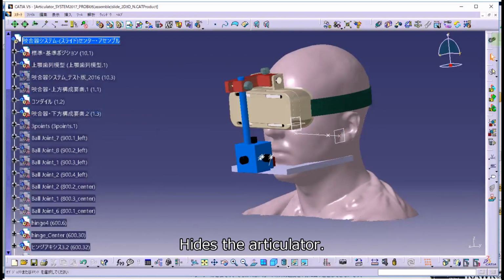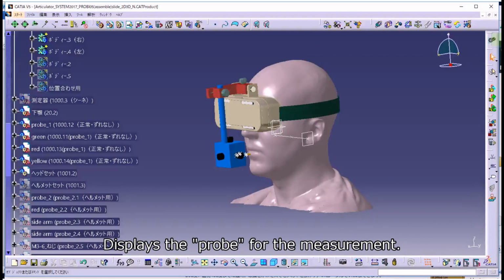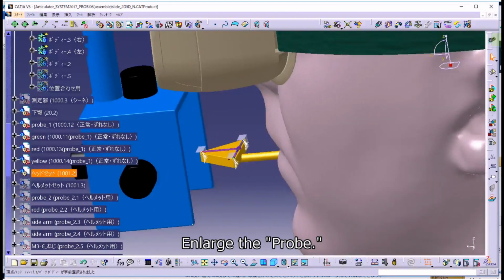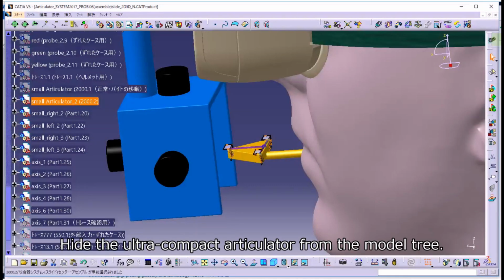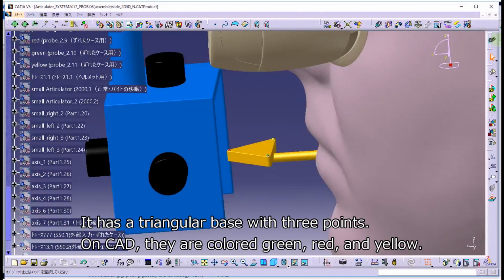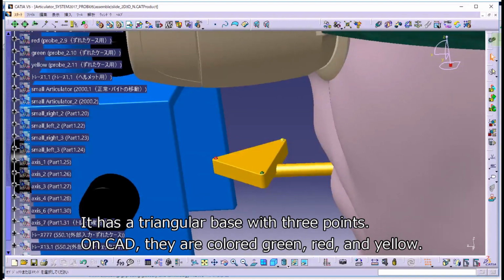Hides the articulator. Displays the probe for the measurement. Enlarge the probe. Hide the ultra-compact articulator from the model tree. It has a triangular base with 3 points. On CAD, they are colored green, red, and yellow.